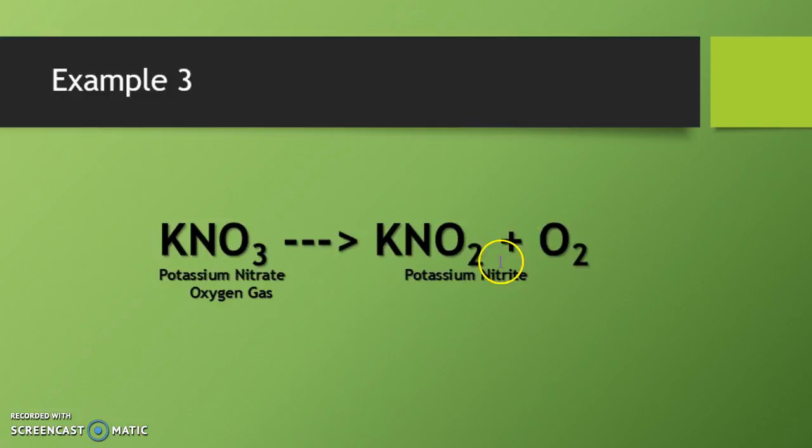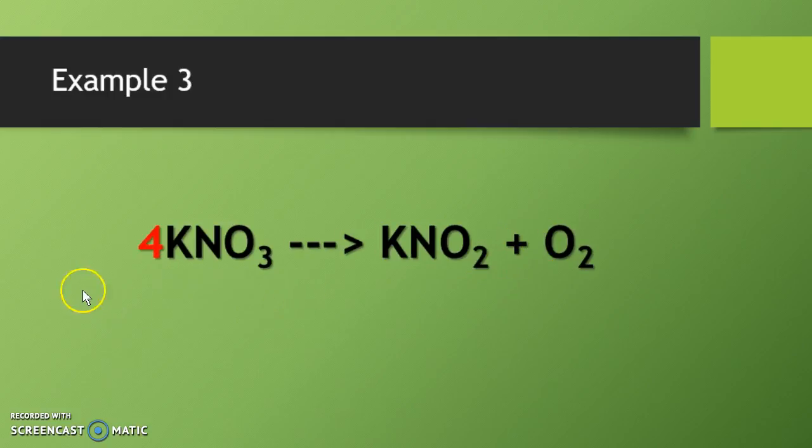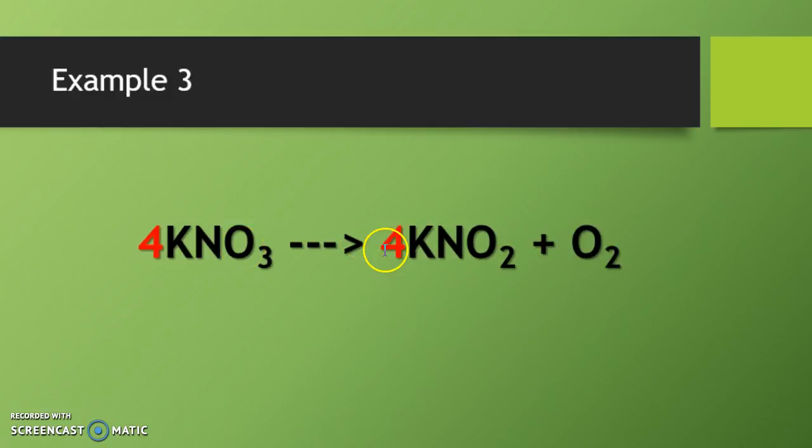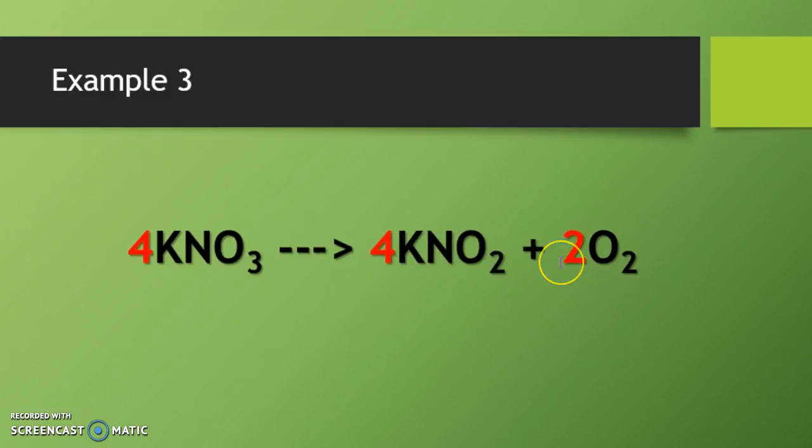So to fix that, we'll have to add oxygens to it. So we add 4, and then we can add a 4 to these potassiums, and those will be balanced. Now we've got 4 nitrogens over here, so we'll have to add a 4 here as well. Then 4 times 3, we've got 12 over here. So then the potassiums are equal, nitrogens are equal. Oxygens, we've got 12 oxygens on this side. We've got only 10 on this side. So to fix that, we're going to have to throw a 2 over here.